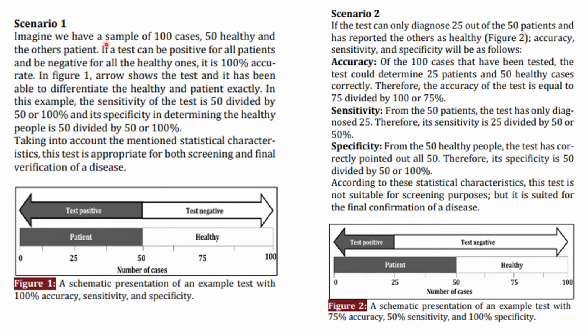Here's scenario 1. Imagine we have a sample of 100 cases, 50 healthy, and the others patient. If a test can be positive for all the patients and negative for all the healthy ones, it is 100% accurate. And down here you see that whenever the person is a patient, they test positive. Whenever they're healthy, they test negative. This means this is 100% accuracy and sensitivity and specificity.